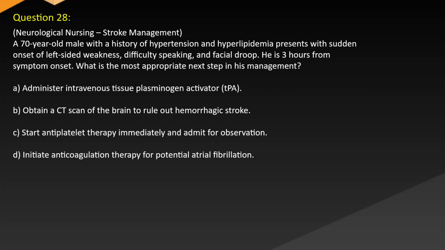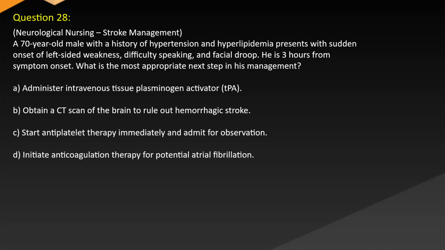Stroke management. A 70-year-old male with history of hypertension and hyperlipidemia presents with sudden onset of left-sided weakness, difficulty speaking, and facial droop. He is 3 hours from symptom onset. What is the most appropriate next step in his management? A. Administer intravenous tissue plasminogen activator, tPA. B. Obtain CT scan of the brain to rule out hemorrhagic stroke. C. Start antiplatelet therapy immediately and admit for observation.